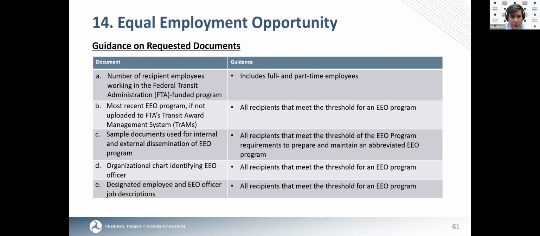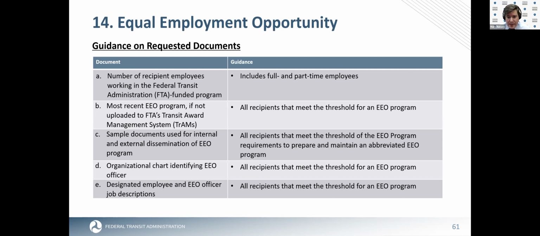Then if you do meet the threshold, you are going to want to submit your EEO program unless it's otherwise in TrAMS already. EEO programs get submitted every 4 years and they're due by March 1st. So it's possible that between when you submit your RIR and when you have your review, you would have submitted a new EEO program. If that's the case, let your reviewer know and give them the new iteration of the EEO program around March 1st, once it's completed and submitted to FTA.